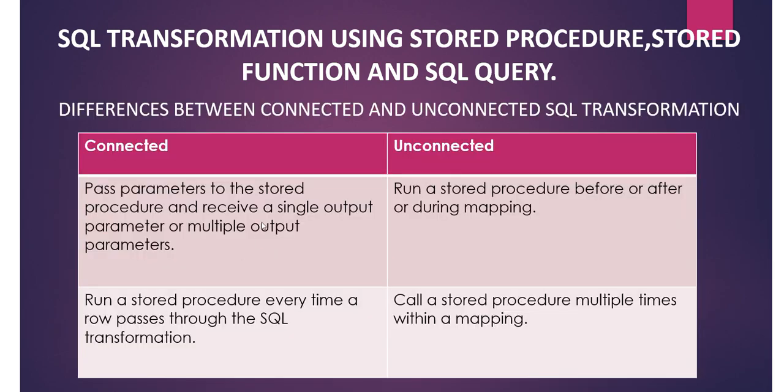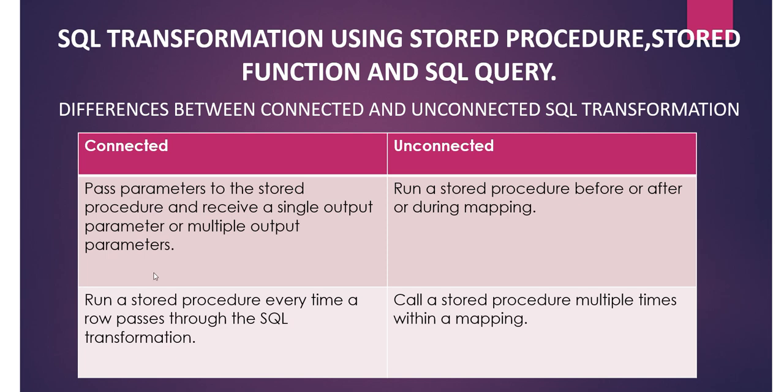Next is the connected and unconnected SQL transformation. A connected SQL transformation passes parameters to the stored procedure and receives a single output parameter or multiple output parameters. An unconnected one runs a stored procedure before, after or during the mapping. A connected SQL transformation runs a stored procedure every time a row passes through it, and an unconnected SQL transformation calls a stored procedure multiple times within a mapping.